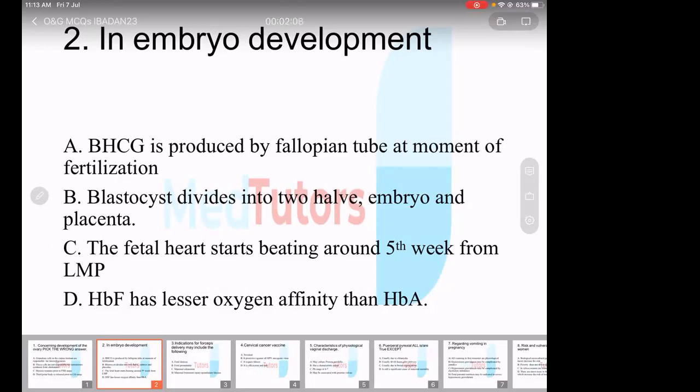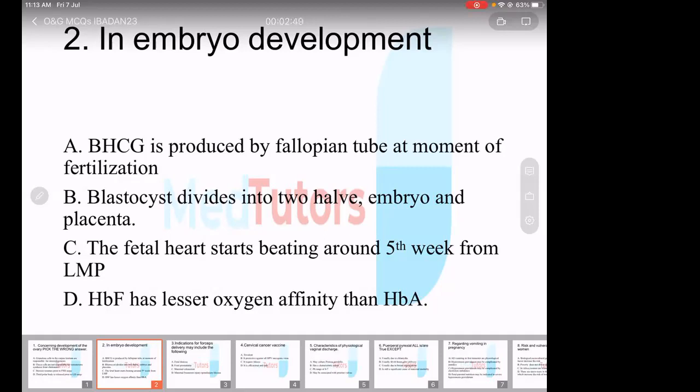So if you look at this question, it did not tell you whether you are looking for the wrong answer or for the correct answer. So it's actually left for you now to figure out of all these options, which one is odd. So if you look at it, it says beta HCG is produced by fallopian tube at the moment of fertilization. This is not correct. Then B says blastocysts will divide into two halves, embryo and placenta. This does not also sound right.